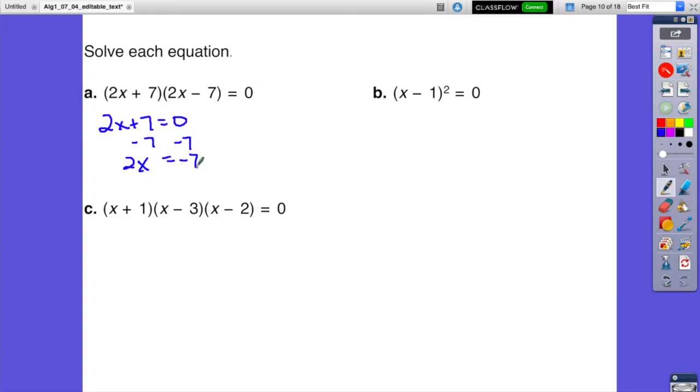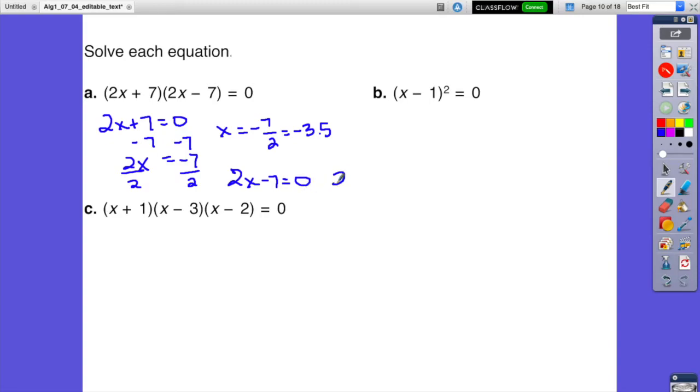2x equals negative 7. I'm going to divide both sides by 2, and then x is going to equal negative 7 over 2. So it's a fraction, right? That means that this parabola is going to be at negative 3.5. Okay, so that's the first root, the first intercept. Now let's do the second one: 2x minus 7 equals 0. I'm going to move it over here for some space.